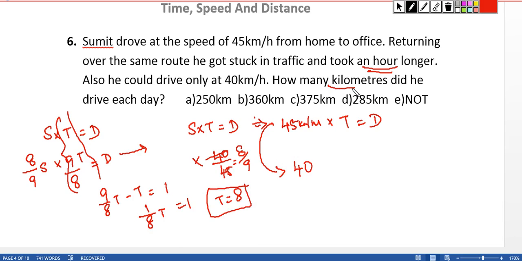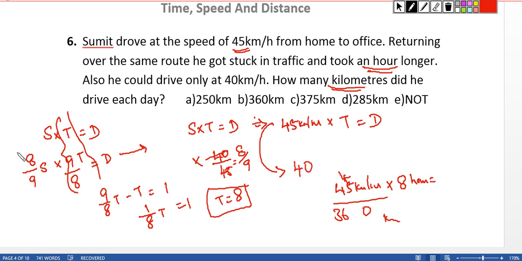Now from these we can very easily calculate the distance that he has traveled, because they have already given us our original speed. Our original speed is 45 km/h, and it travels for 8 hours. So what is that? 360 km.